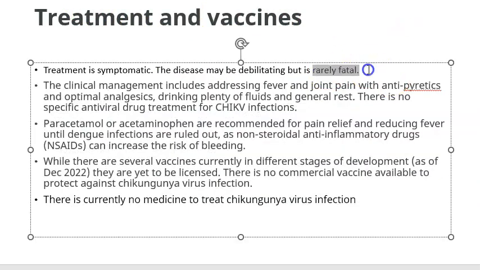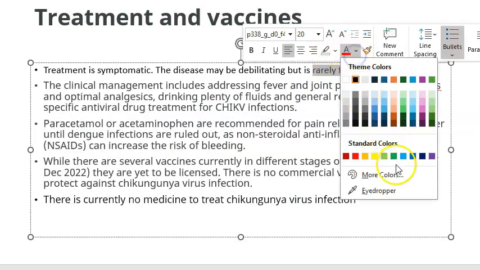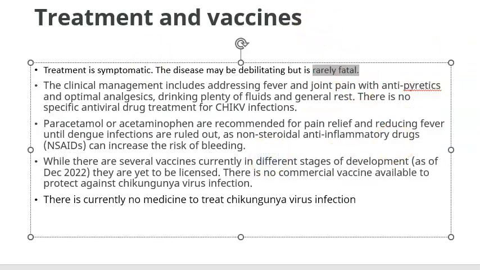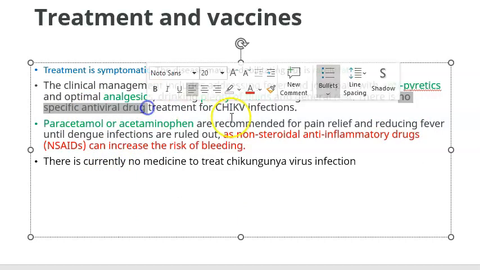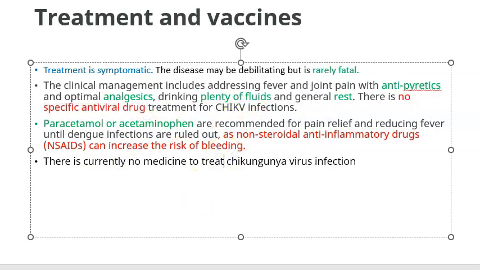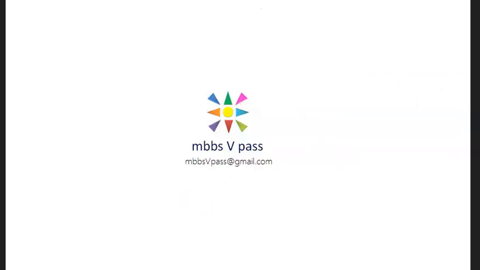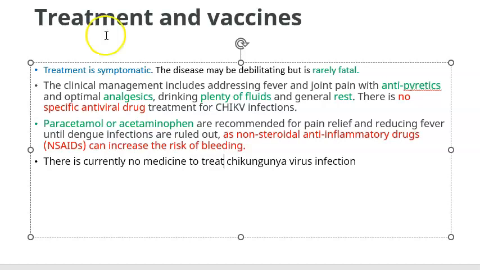So it is not fatal, so I'll mark this as green. Okay, mark it as green. Okay, so it is not fatal. Rarely it is fatal. You just treat symptomatically because why? Because it's a viral disease. There's no specific treatment that you should understand, right? There is no specific antiviral drug treatment as of now for chikungunya because it is a normal viral condition. Usually they don't give you specific treatment, right?